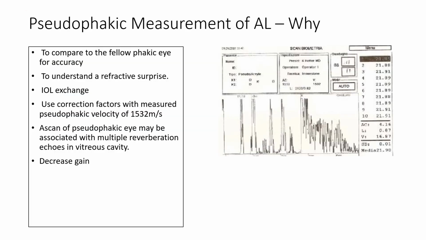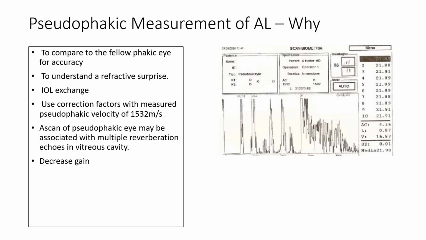So the question I think we have already covered in the last slide: why do we measure pseudophakic axial length? Well, to reiterate that, we measure the pseudophakic axial length to compare to the fellow phakic eye for accuracy. For example, if the patient already has an IOL in one eye and has come for the second eye, you want to match the axial length of the two eyes, because the two-eye axial length difference should not be more than 0.3 millimeters.